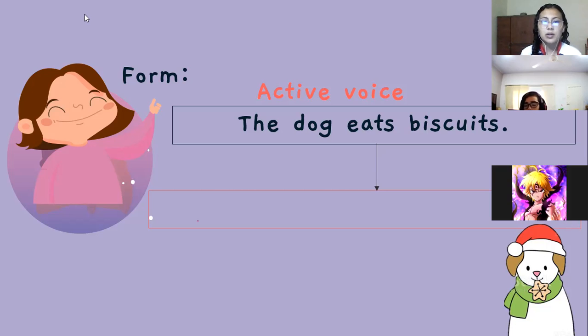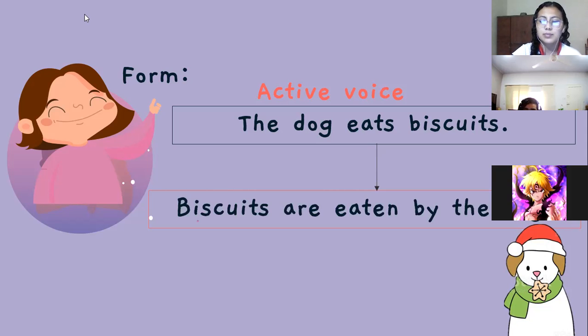Remember that when we are going to start changing the active voice into passive, we have to identify the subject, the verb, and the object. And in passive voice, the object is going to come first. Okay, so biscuits are eaten by the dog. Very good, Leonardo.